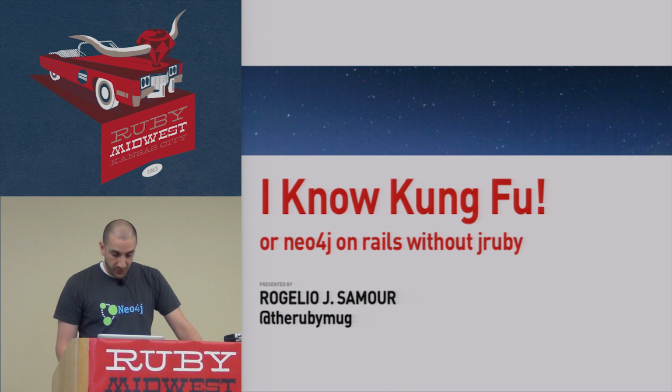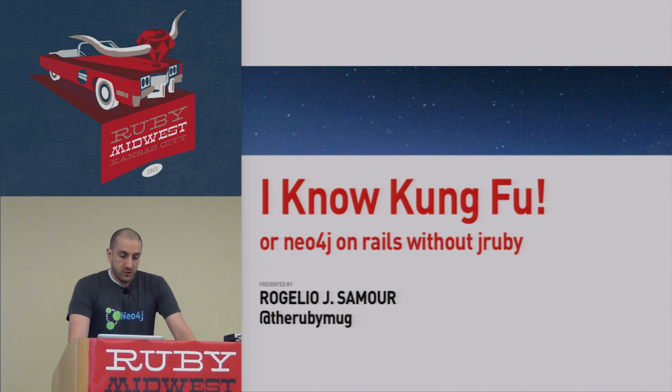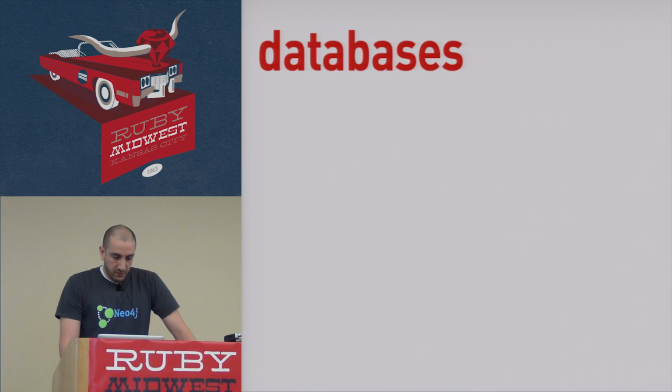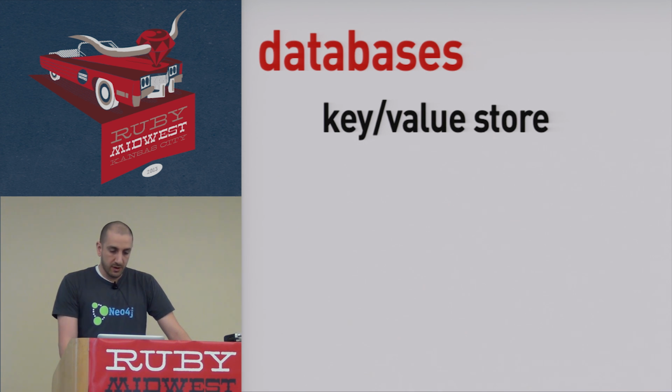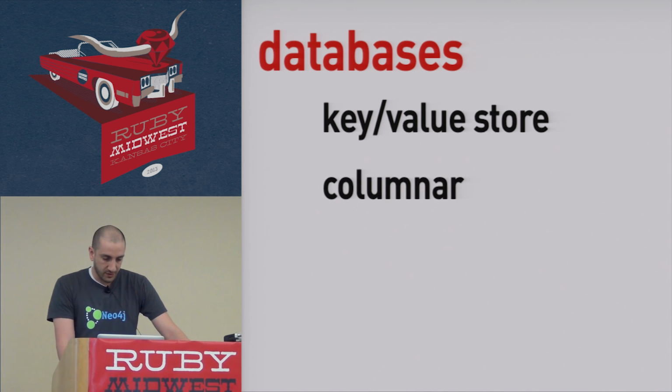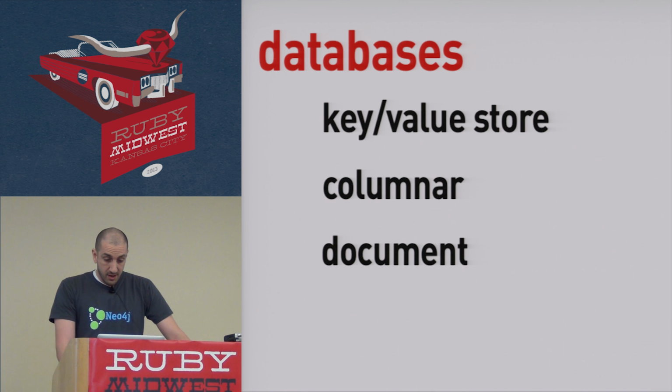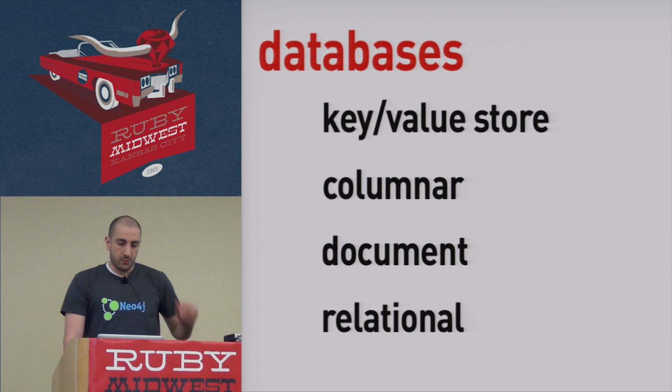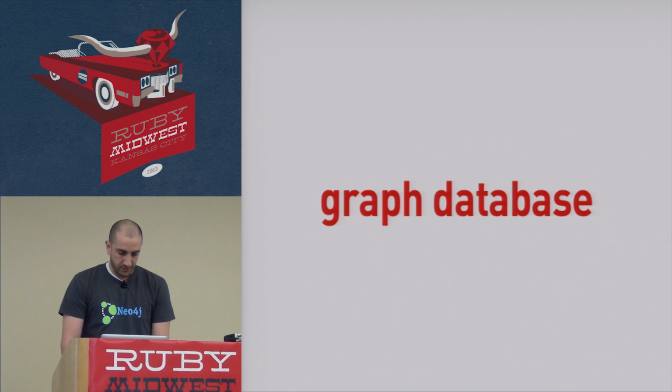I know Kung Fu, or Neo4j on Rails without JRuby. So let's start. Databases. You have key value stores like Redis, right? And columnar, which is like HBase or Cassandra, document, Mongo or Couch. And then you have relational, which is what we're all used to, MySQL, Postgres, etc.